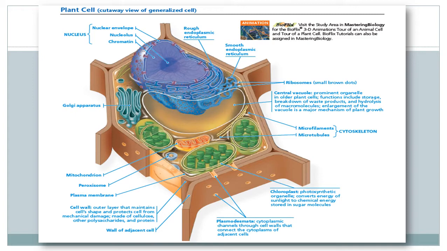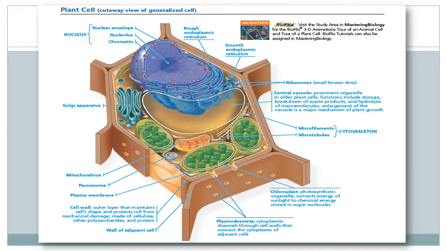They form part of the cytoskeleton, and you get a central vacuole, a very large central vacuole which you don't get in the animal cells, a prominent organelle in older plant cells. The functions include storage, breakdown of waste products, and hydrolysis of macromolecules. Enlargement of the vacuole is a major mechanism of plant growth.